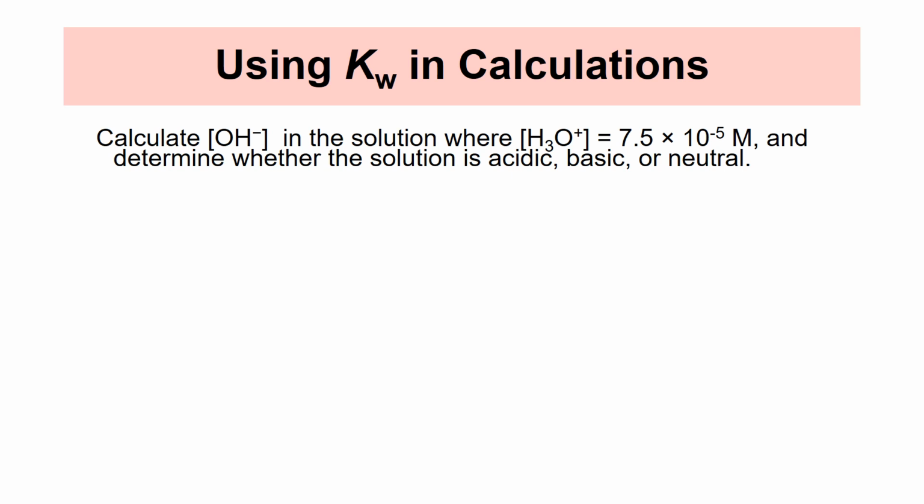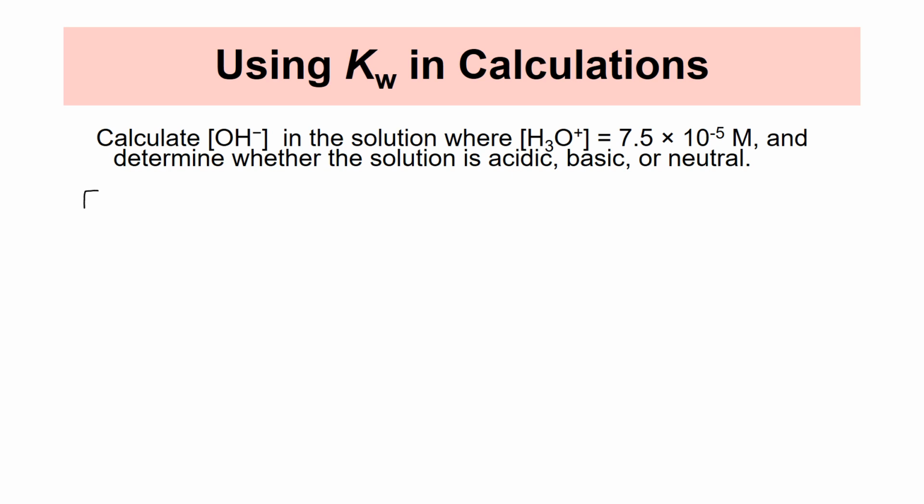Let's look at how we can use this equation in a calculation. Here's a problem. Calculate the molar concentration of hydroxide ion in a solution where the hydronium ion is 7.5 times 10 to the minus 5th molar, and then determine if the solution is acidic, basic, or neutral.